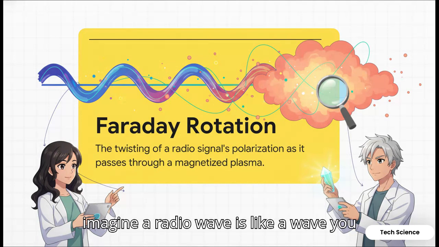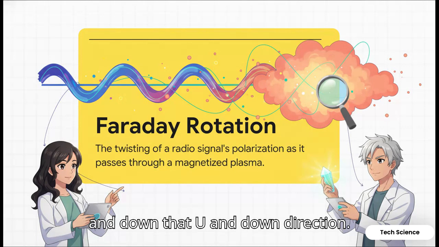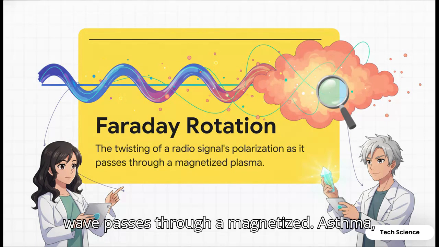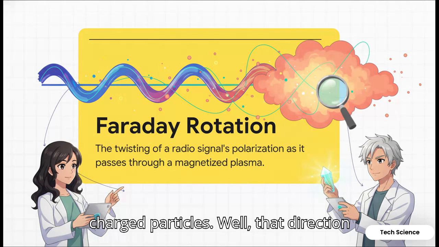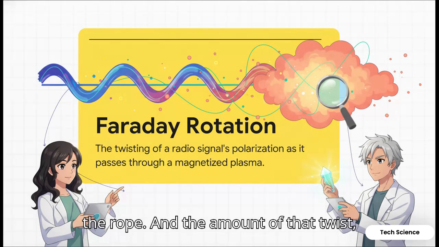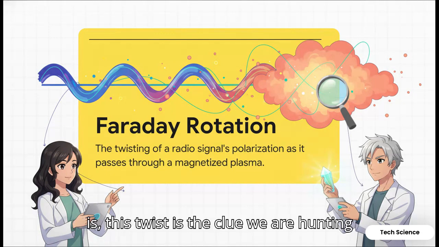Okay, so imagine a radio wave is like a wave you make on a long rope by wiggling it up and down. That up and down direction, that's its polarization. Now, imagine that wave passes through a magnetized plasma, which is really just a super hot gas of charged particles. Well, that direction gets twisted, kind of like someone turning your wrist while you're wiggling the rope. And the amount of that twist, it tells scientists exactly what that signal passed through. So the bottom line is, this twist is the clue we are hunting for.